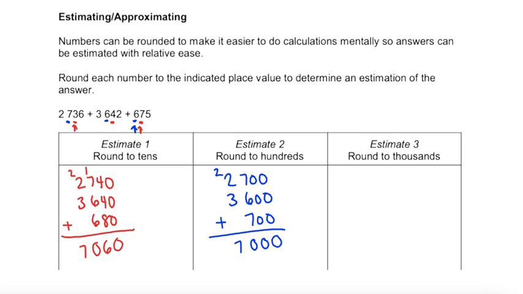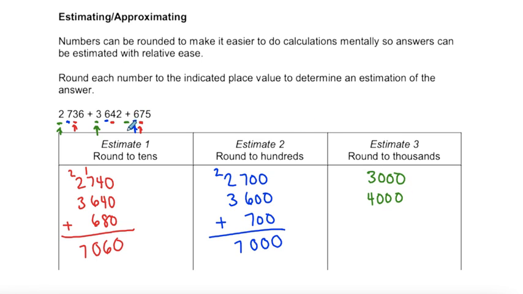And then the last one, we are going to round to the thousands. So I'm going to take a look at my 2 in the first one, my 3 in the second one, and this place value, which is just above my 6 in the last one. So for my 2, I look to the right. That's a 7 because it's larger than 5. I have to round that 2 up to a 3. So this becomes 3,000. For my 3, I look to the right. That's a 6. It's greater than 5, so I have to round that up to 4,000.